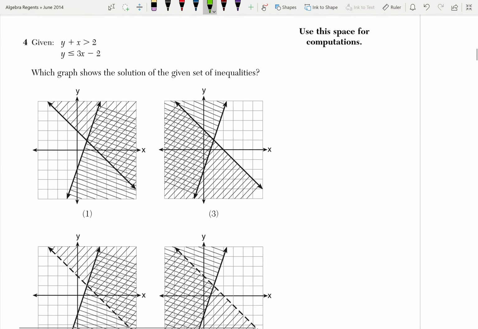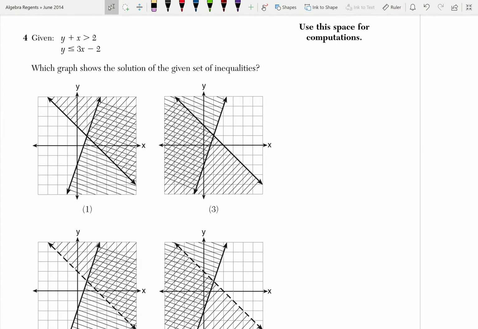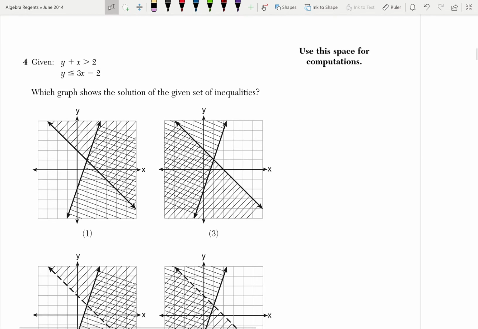All right, let's look at question 4. So we're given two inequalities and we're asked to select which one of these is the graph for the set of inequalities. Okay, so let's see what we have to do here. First, we want to match up each of these inequalities with the lines that we see here on the graphs. And in order to do that, we should rewrite these all in y equals mx plus b form. That would be easiest for us to identify.